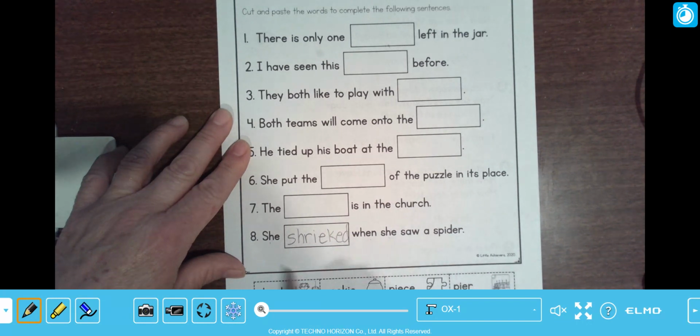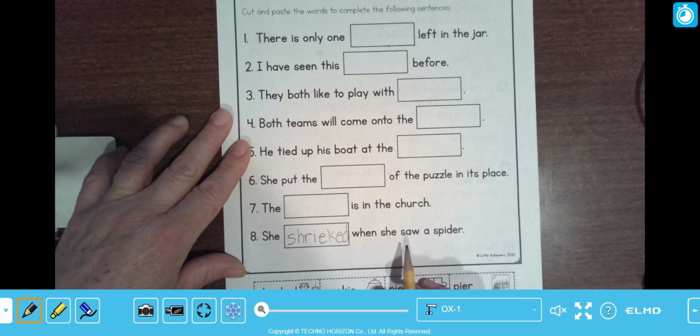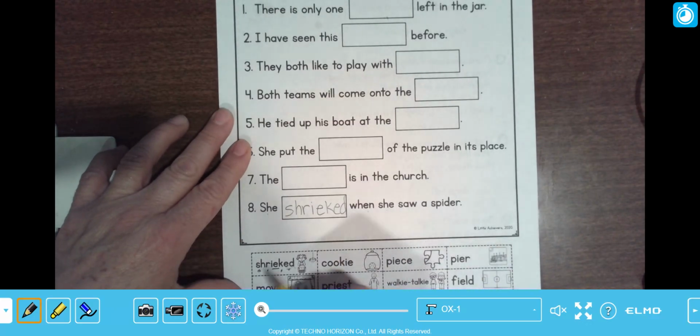See if you can fit that in. It's kind of going to be a little squishy. Go ahead and write that in. Okay. And when you finish writing that in, go ahead and cross it off down here. Okay? Cross it off.